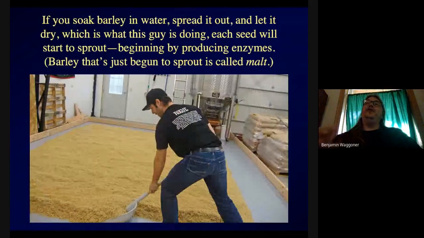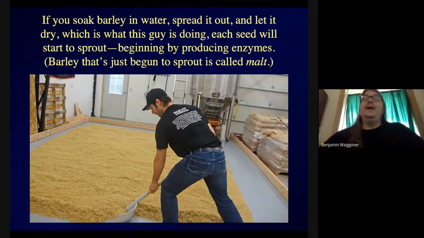So you can soak barley in water and then spread it out, keep it nice and warm, and let it dry, which is what this guy is doing right there, spreading out barley grain after soaking it. And each seed will just begin to sprout. And when it does this, it's called malt.